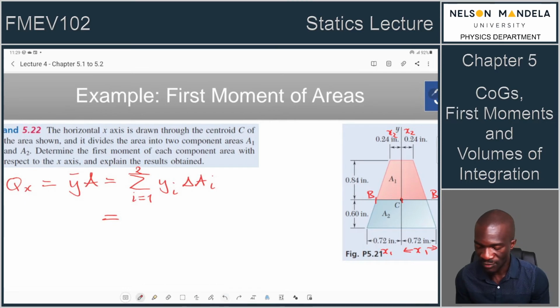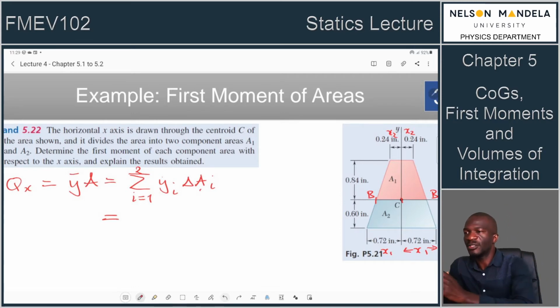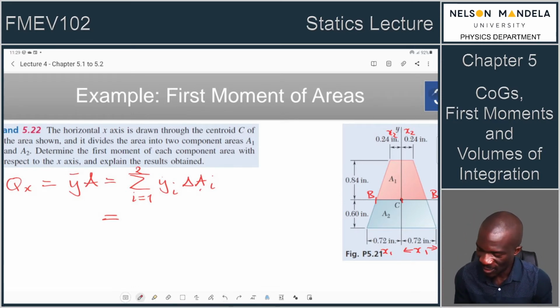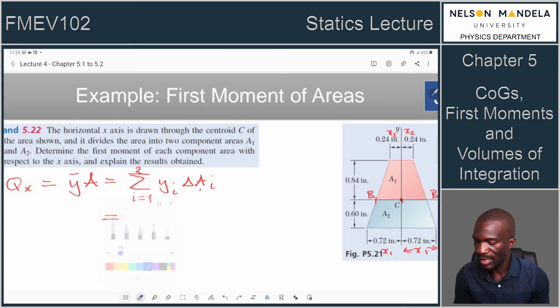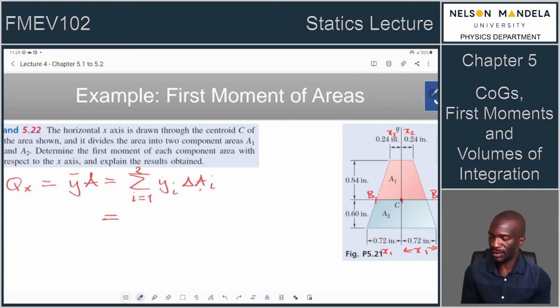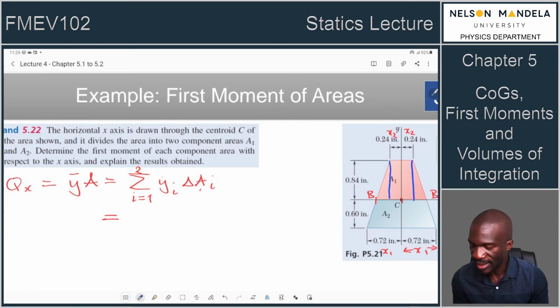So if we want to find this side, we will just find the y bar for the top area. If you look at the top area, it's not a regular shape. So you can take advantage of what we discussed last time. You can divide it into parts that are predictable. If you look at this, you can try it this way. You can divide it into a rectangle and 2 triangles.